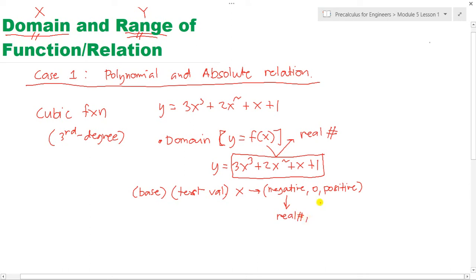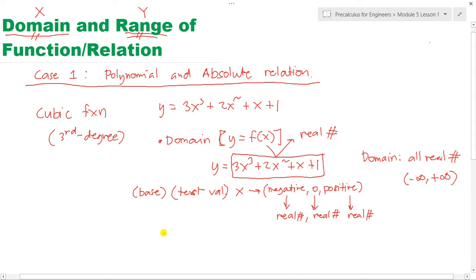Okay. How about 0? Unsa may answer niya? If mag-input ta og x is equals to 0, what would be the answer? The answer is 1. 1 is a real number. How about for positive? If we input a positive number to our function, the result is still a real number. So therefore, domain, so sayo na kay domain, no? Domain kay all real numbers. Or in interval notation, negative infinity to positive infinity. Class, sayo na kay pagkuha sa domain, kung naa ta sa case 1. Di ba? Remember, case 1 kay polynomial and absolute relation man.